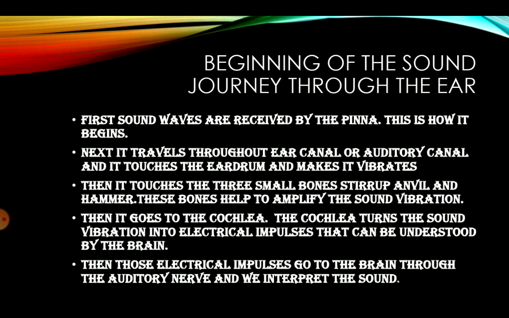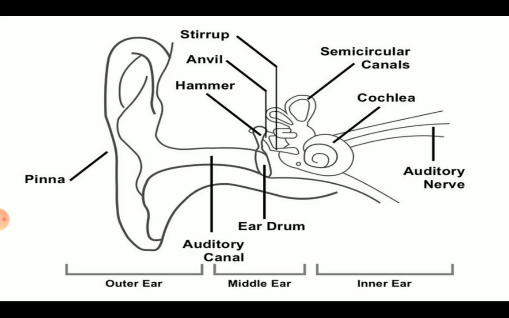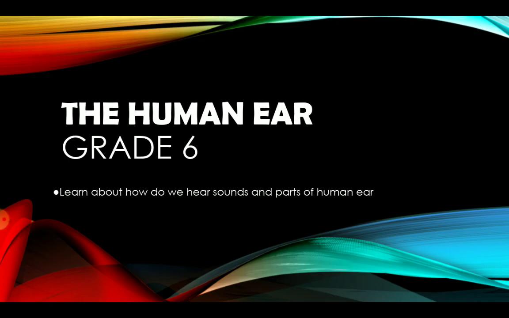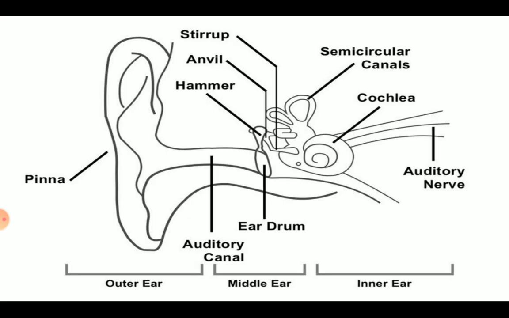Then next it travels through the ear canal, or auditory canal. We can call it ear canal or auditory canal, and it's just like a path for the sound waves to pass through, and it touches the eardrum and makes it vibrate. In the picture it's given as auditory canal, also called ear canal, and you can see the sound waves pass through this. It's a place to pass the sound, and then it touches the eardrum. It makes the eardrum vibrate.